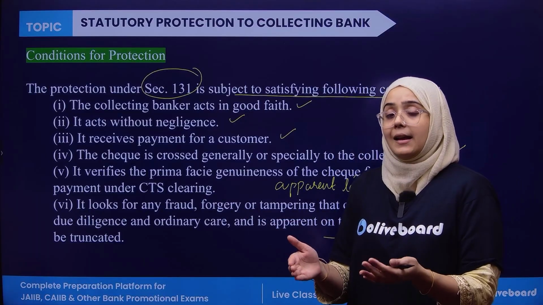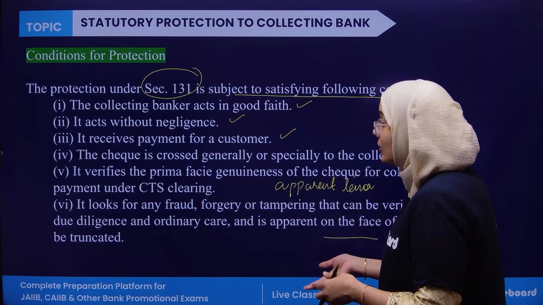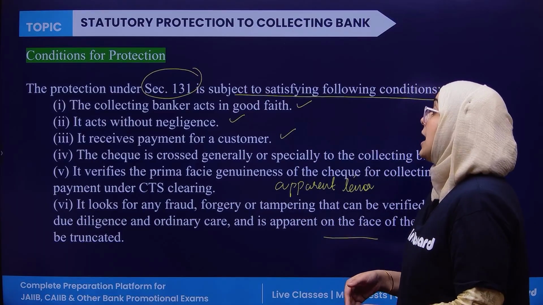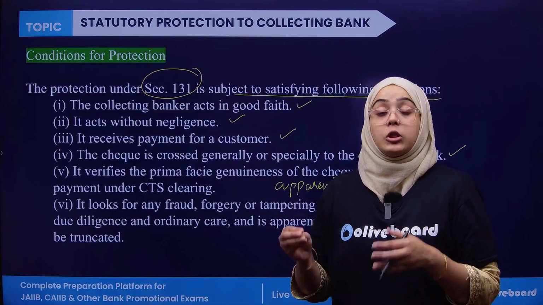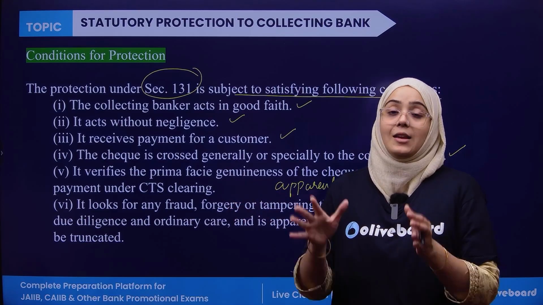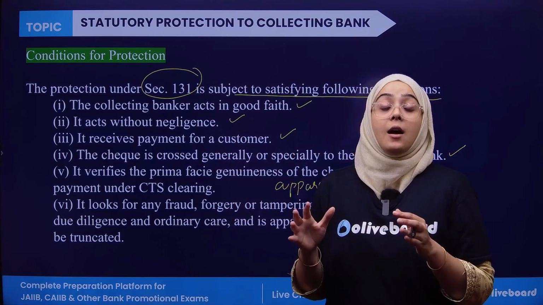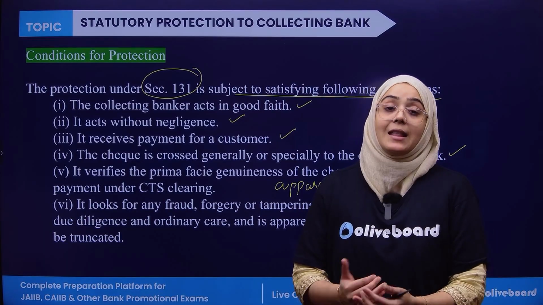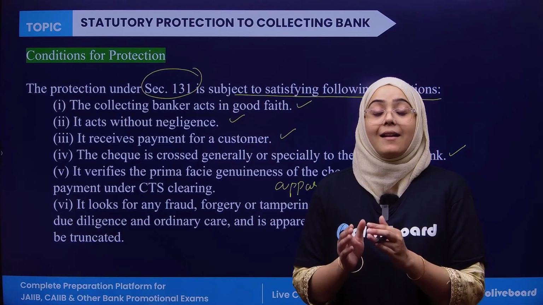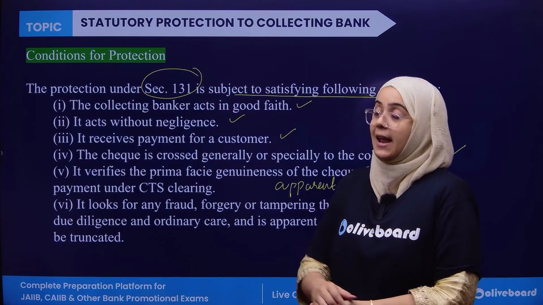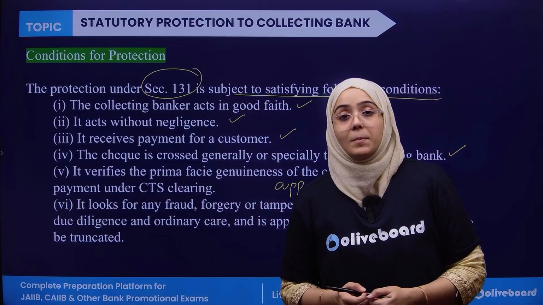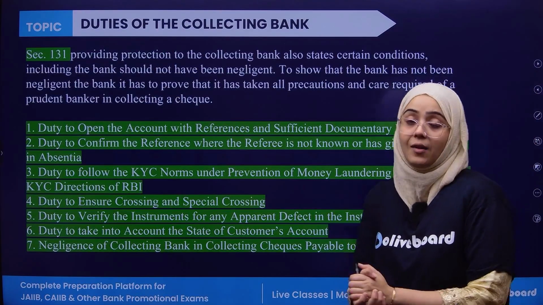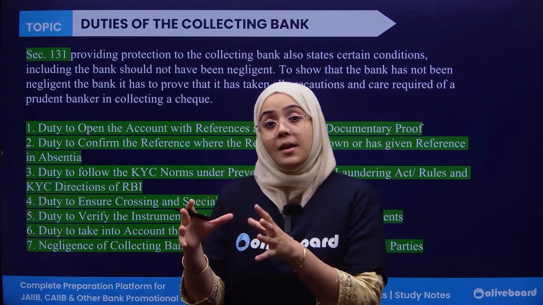The collecting bank collects that check in good faith in the ordinary course of business, verifies that the check is crossed generally or specially crossed, and checks the genuineness of the check. So if everything is good, and if all these things have been checked by the collecting bank before truncation, and even then any fraud occurs, the collecting bank is protected from any type of liability under section 131 of the Negotiable Instruments Act. Clear?